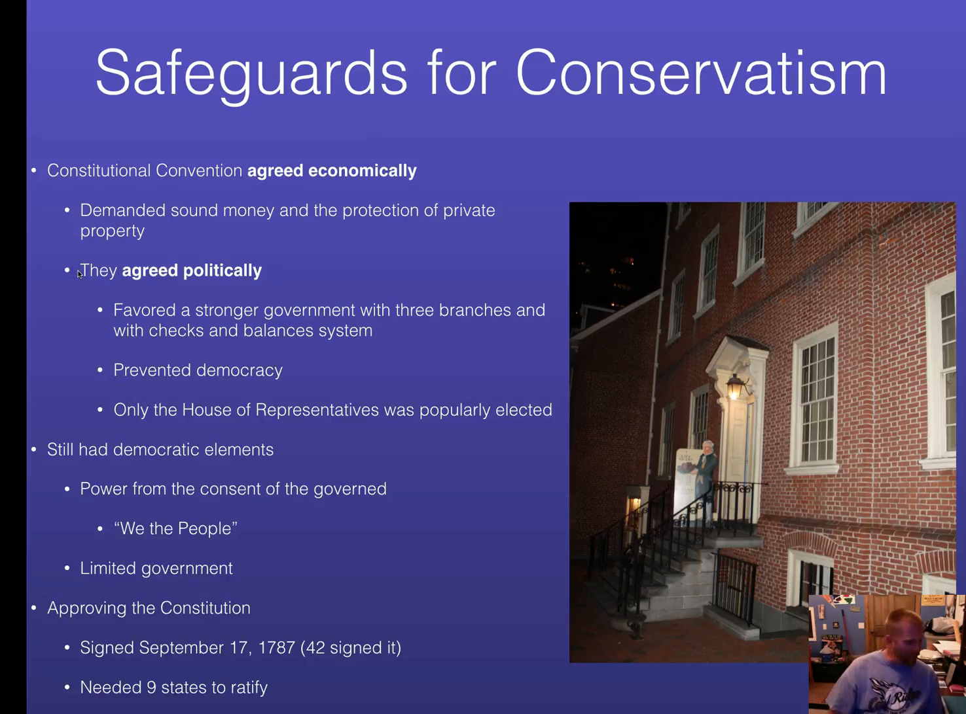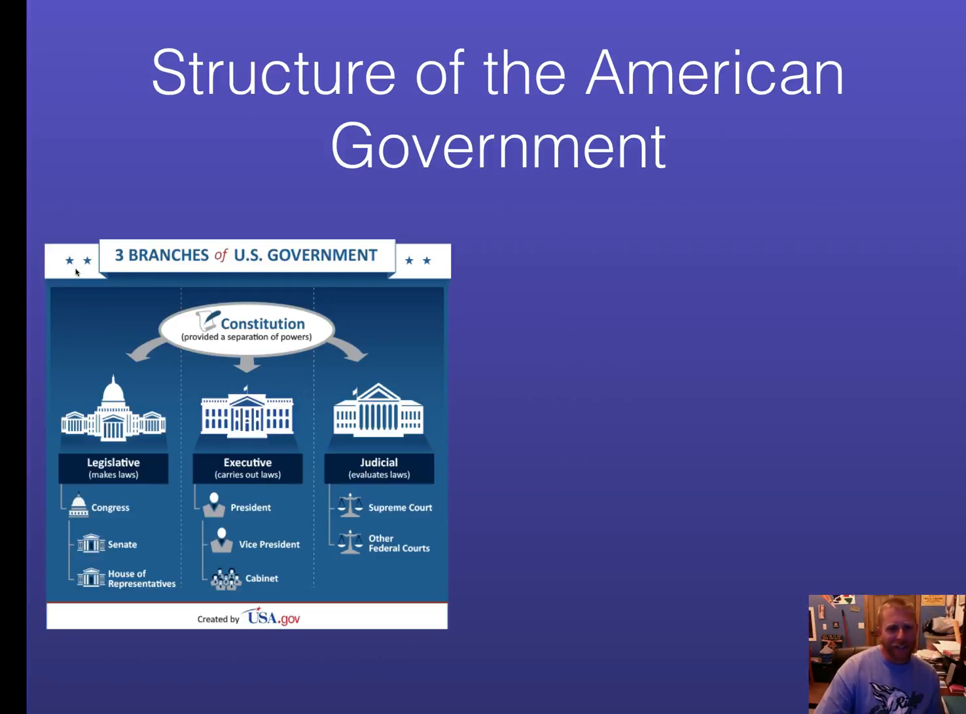To ratify, which was a monumental thing for them to get passed, instead of all 13 states approving, like the Articles of Confederation, they only needed a two-thirds majority. Only 9 states to ratify it.